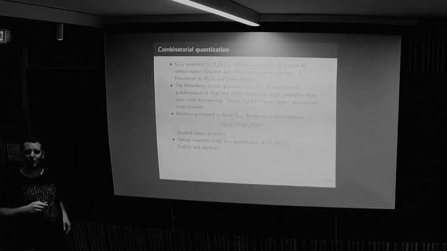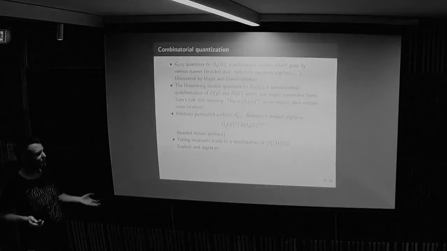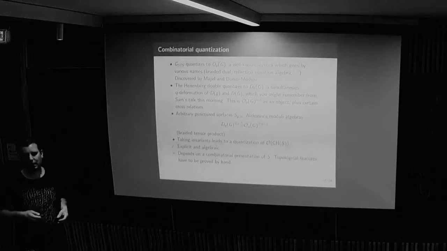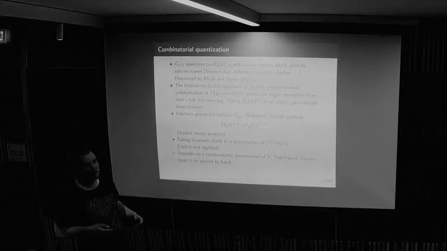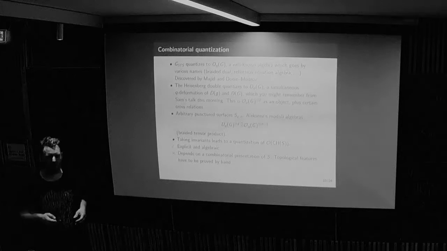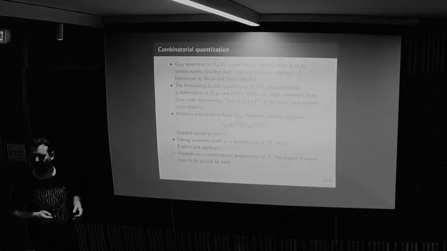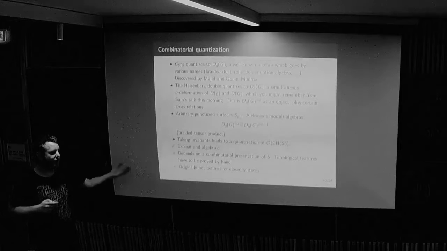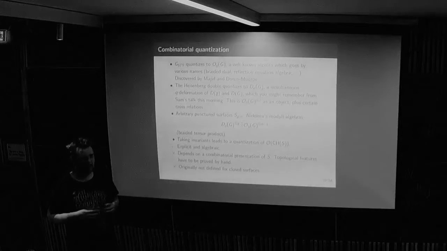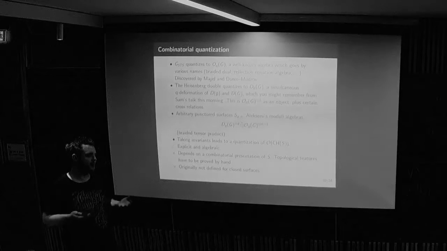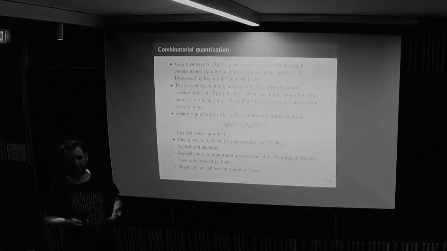So one nice thing about this is that it's very explicit, very algebraic. But of course, it depends a priori on the combinatorial decomposition of the surface. And all the topological features that this Poisson structure had, in that case you have to prove them by hand. And another thing which is annoying, it's originally not defined for closed surfaces. So you might say, well, you just need some sort of quantum group version of Hamiltonian reduction.